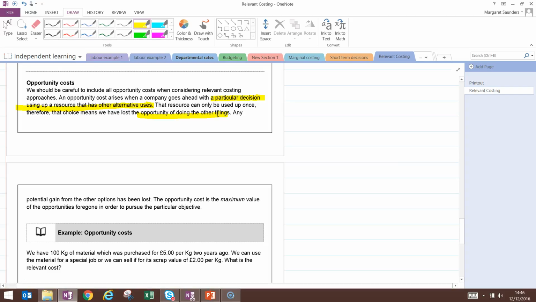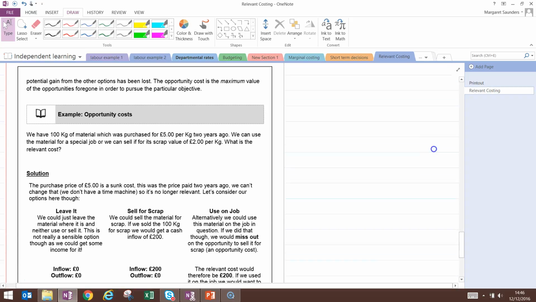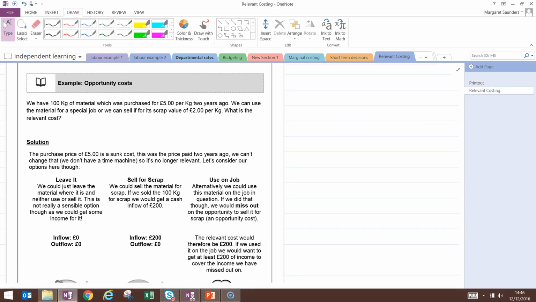So if we look at an example to illustrate that, we have 100 kilos of material which was purchased for £5 2 years ago. We can use the material for a special job, or we can sell it for scrap. So it's got a scrap value of £2. What is the relevant cost? So we need to work out what the relevant cost of the 100 kilos of material is.